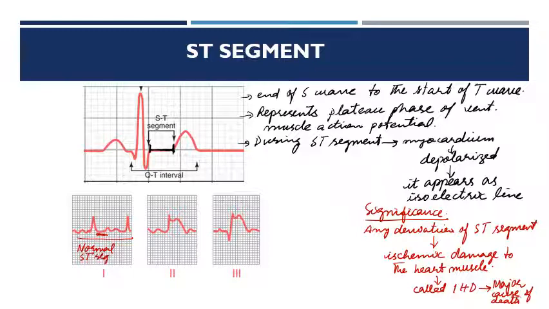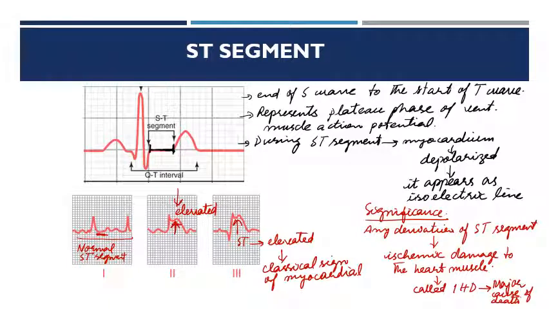And in this diagram we can see that the ST segment is elevated, and in the same manner in this diagram the ST segment also appears as elevated, and this is a classical sign of myocardial damage called myocardial infarction or ischemic heart disease.